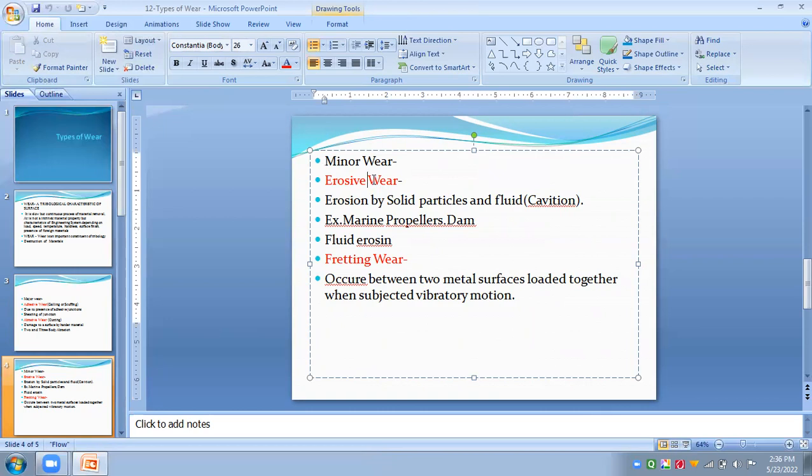This erosion wear can be subcategorized as erosion by solid particles, fluid erosion, also known as cavitation, and the third one, erosion wear by particles and fluids. The first one is erosion by solid particles.